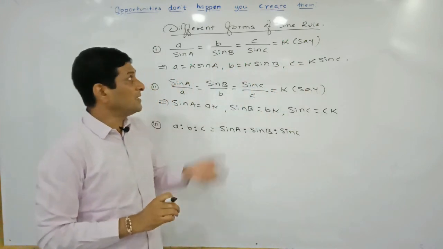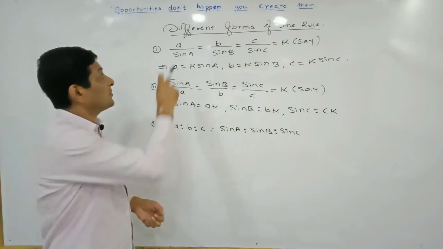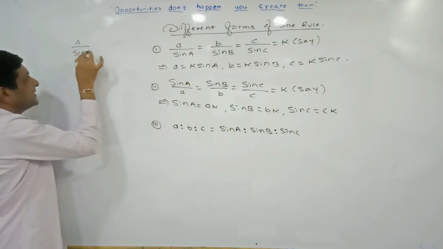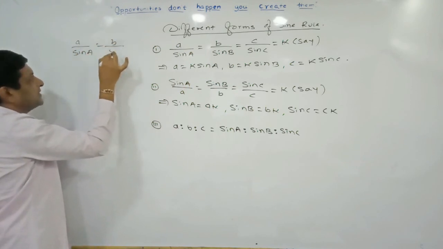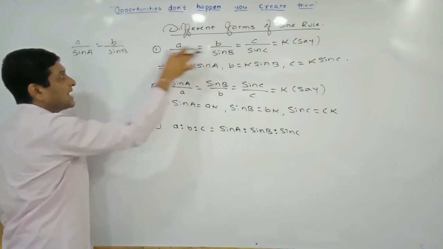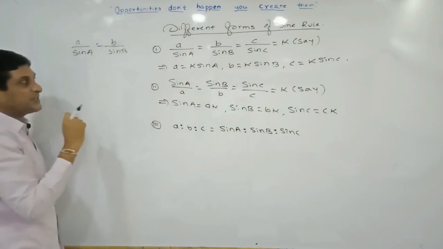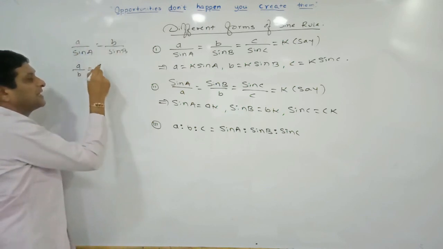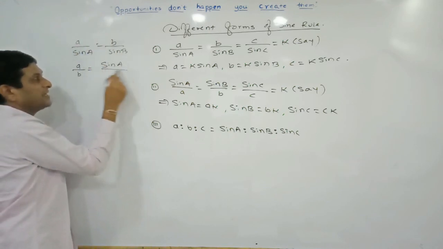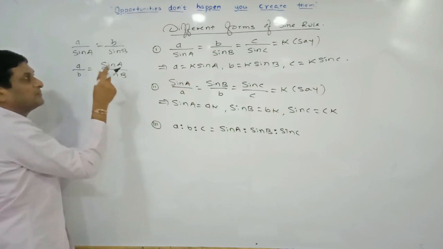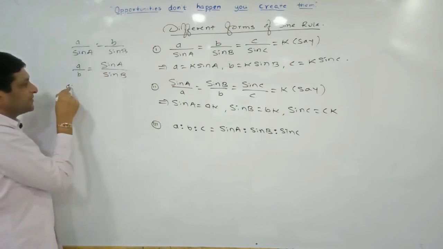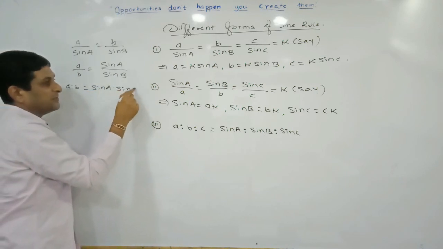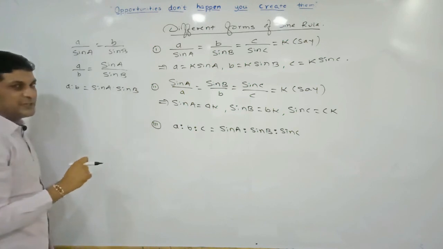Again if you observe this first result, if you are considering that these two values are equal, that a upon sin A is equal to b upon sin B, just considering the first two ratios, take b on this side, so here b will get divided, sin A will get multiplied on this side. So just by using transformation we will get this result: a is to b is equal to sin A is to sin B.